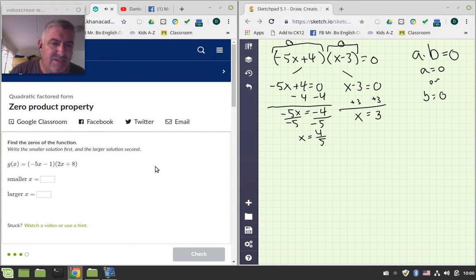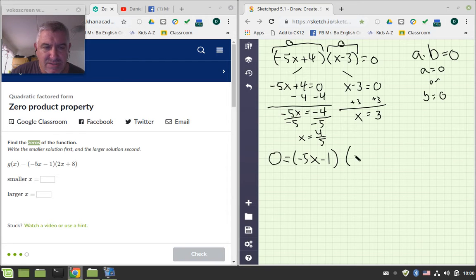Okay, so let's look at the next problem here. Find the zeros of the function. So we want the zeros, so that means we want the time when the function is 0. So we're going to set the function equal to 0. 0 is equal to negative 5x minus 1 times 2x plus 8.